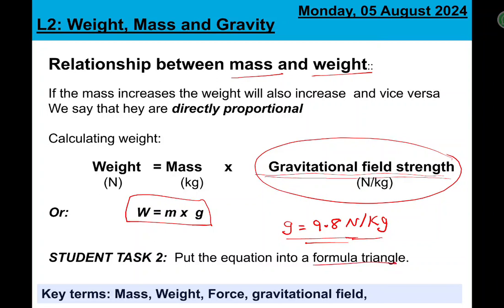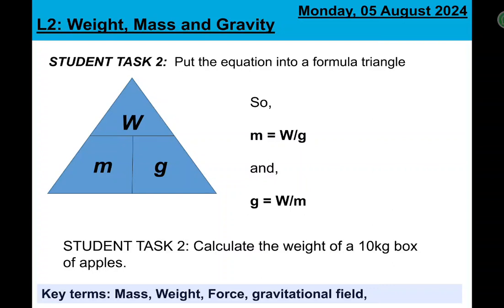We can put it in a formula triangle. If we are given the mass and the gravitational field strength, we can find the weight. If we are given the weight and mass, we can find the gravitational field strength, and so on. We can derive from it as many equations as we can. So the equation is W is equal to M times G. If we cover the W, we get M times G. If we want the G, we get W over M, and if we want the M, it's W over G, which is weight over gravitational field strength.